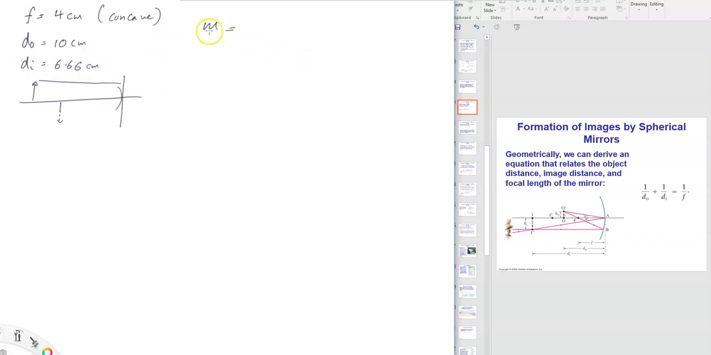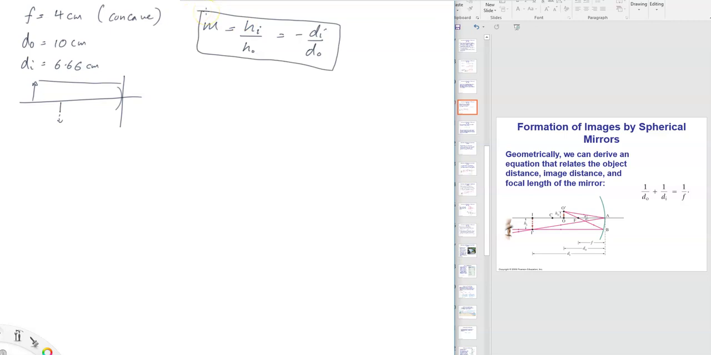Magnification is defined as image height over object height. It is also through this mirror equation we can define the magnification in another way, that is negative di over do. There's a negative sign in the front. Negative sign tells you it's inverted. There is a little bit more to this. It's called the sign convention. Let's talk about it. But here is another equation. So both of these work.